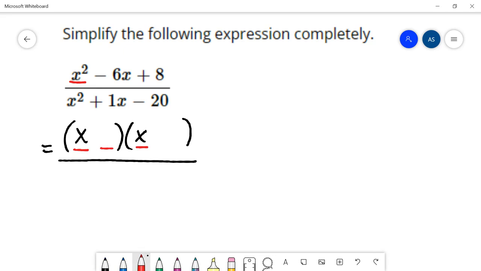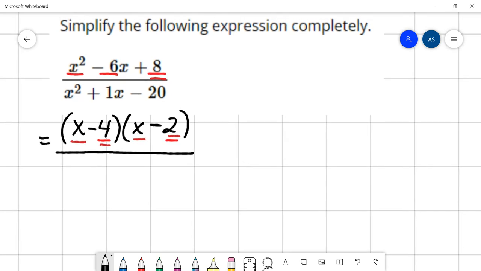The numbers that go in the back need to multiply to be 8. But we also need to make sure the numbers add up to be a negative 6. So we're going to use 4 and 2. 4 times 2 is 8. We need negative 4 and negative 2. So negative 4 times negative 2 is a positive 8, and negative 4 plus negative 2 is a negative 6. So we've got it factored correctly.